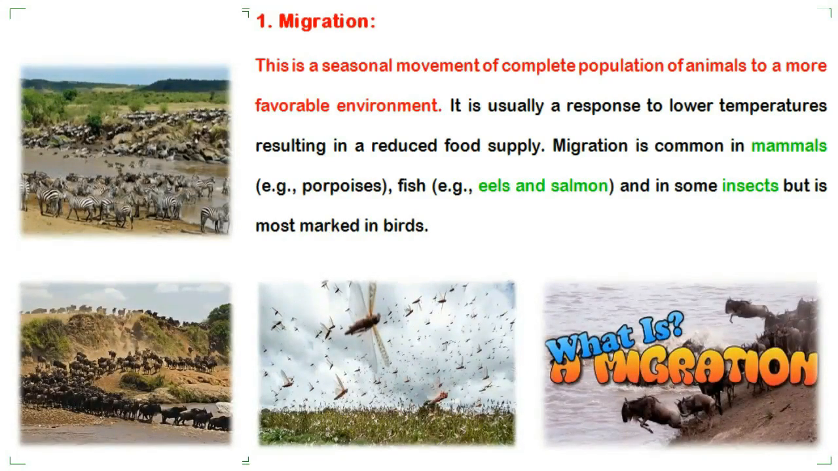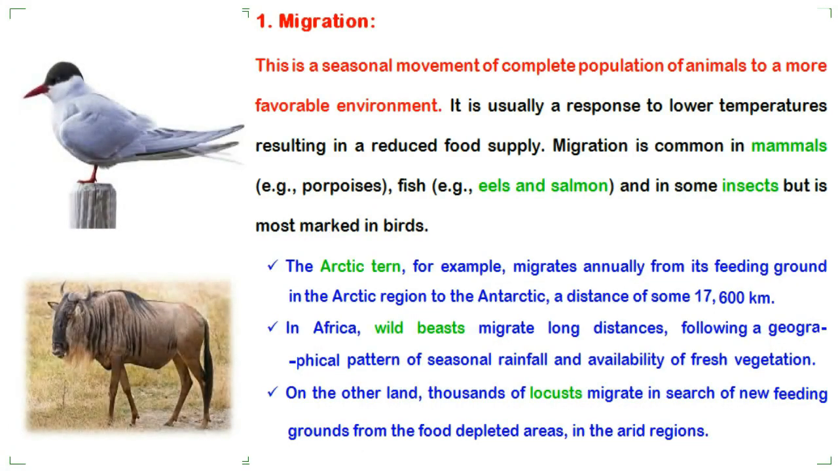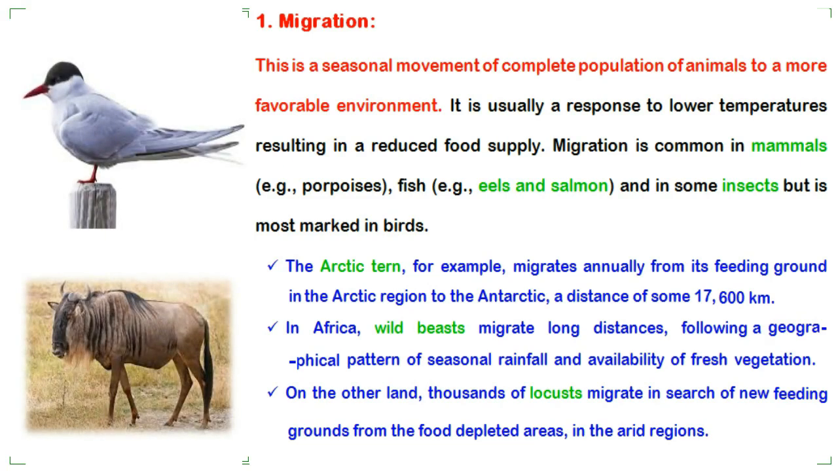Migration is common in mammals, fishes, for example, eels and salmon, and in some insects, but is most marked in birds. The Arctic tern, for example, migrates annually from its feeding ground in the Arctic region to the Antarctic, a distance of some 17,600 kilometers. In Africa, wildebeests migrate long distances, following a geographical pattern of seasonal rainfall and availability of fresh vegetation. On the other hand, thousands of locusts migrate in search of new feeding grounds, from the food-depleted areas, in the arid regions.